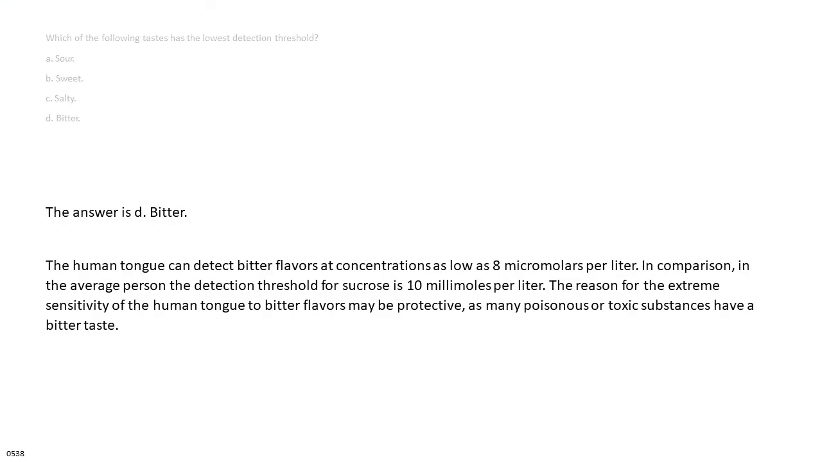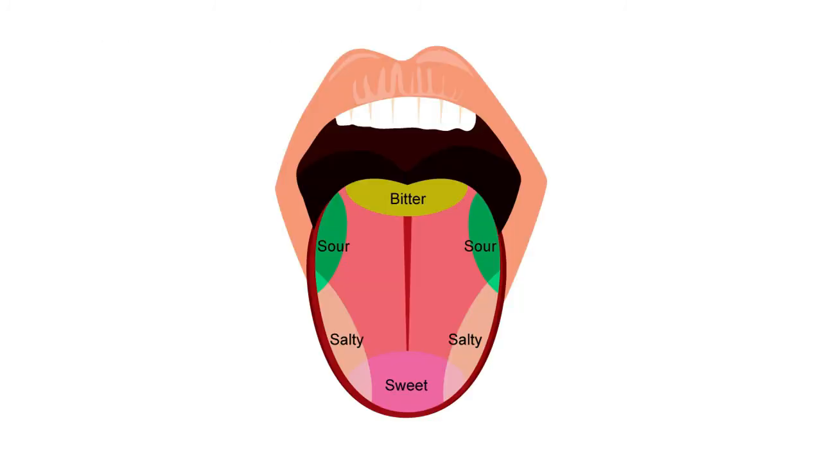The answer is D. Bitter. The human tongue can detect bitter flavors at concentrations as low as 8 micromoles per liter. In comparison, in the average person the detection threshold for sucrose is 10 millimoles per liter. The reason for the extreme sensitivity of the human tongue to bitter flavors may be protective, as many poisonous or toxic substances have a bitter taste.